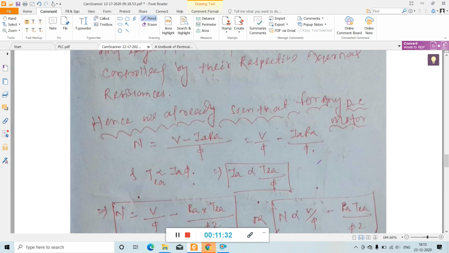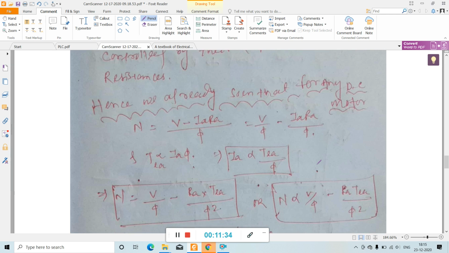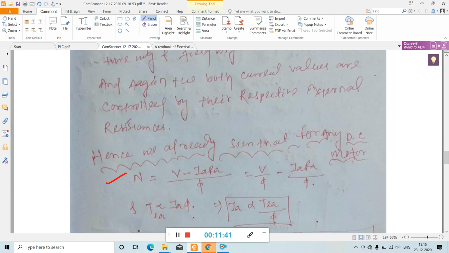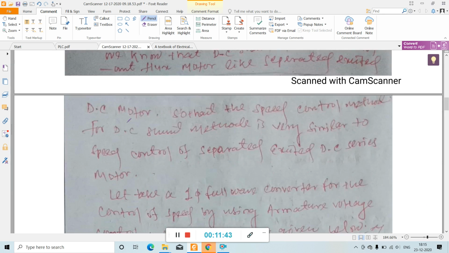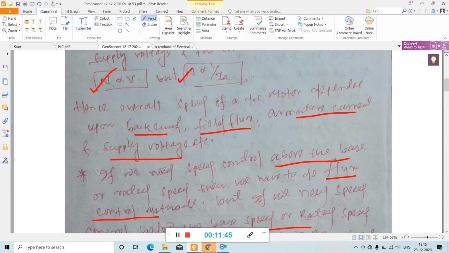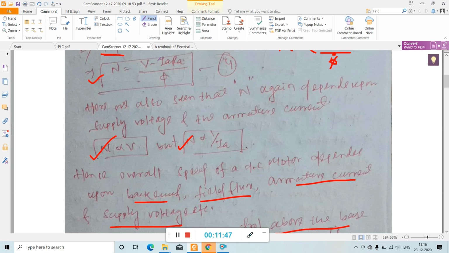So here we have already seen for any DC motor that speed is (V minus IaRa) by phi. This we found here. Speed is equal to (V minus IaRa) by phi.